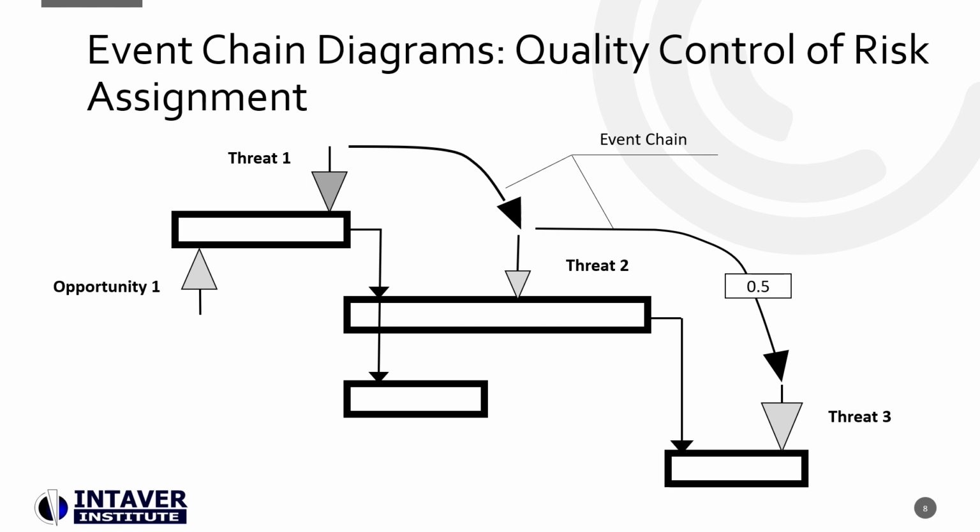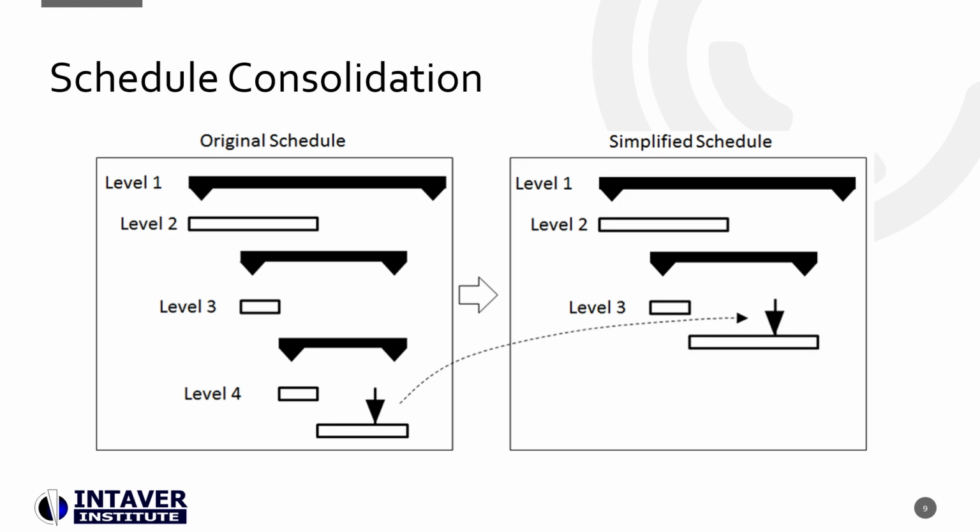Events can form event chains. For example, one event can trigger another event, or events can be correlated with each other. Event chains are shown as lines on an event chain diagram and may include arrows to represent triggers and correlation coefficients.